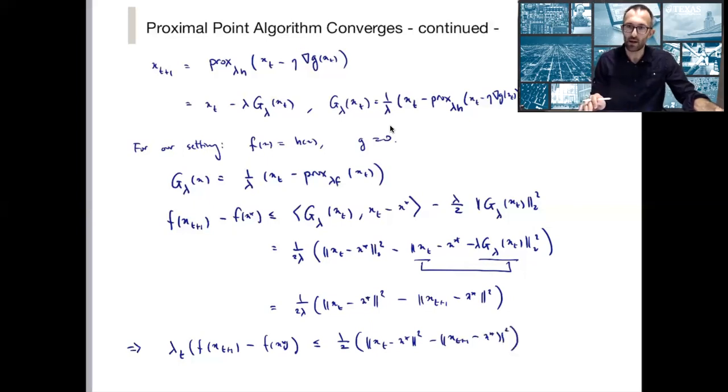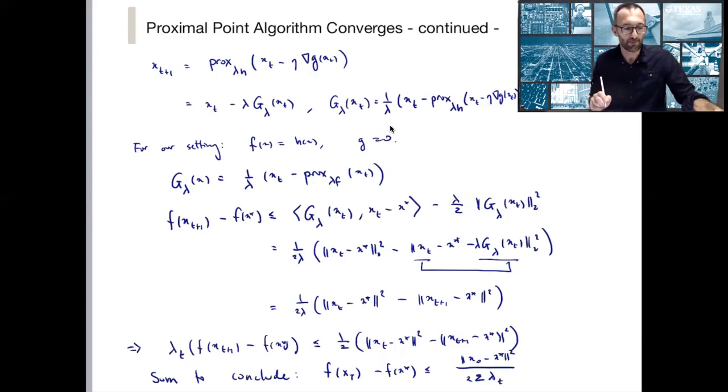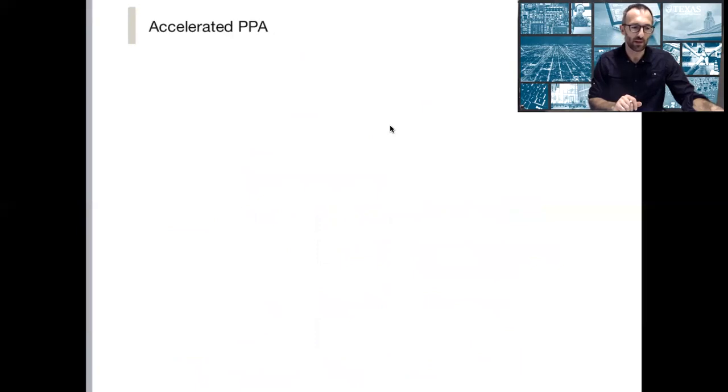And if you sum this up, take the telescoping sum, I'll leave this for you to finish, the details are straightforward. You can conclude that f of xt minus f of x star, the suboptimality, is upper bounded by x0 minus x star squared divided by twice the sum of the step sizes that you take. So if you take a fixed step size or a step size that's bounded away from 0, then you're going to get 1/t convergence. And a little bit more carefully, it also reminds us of what we had done.